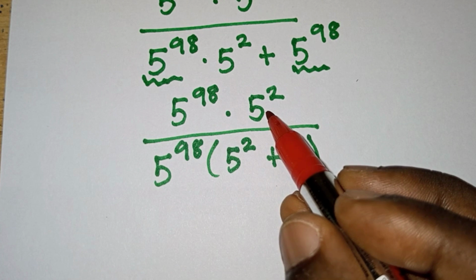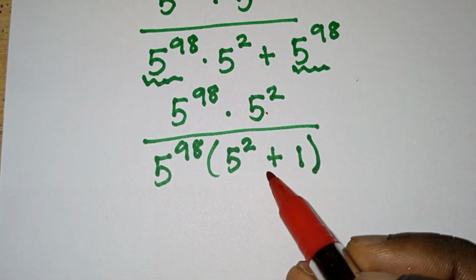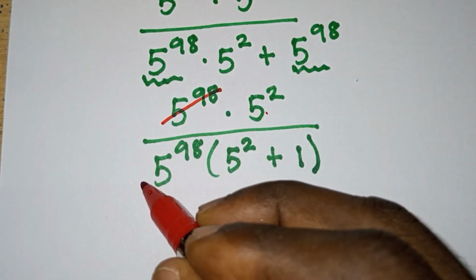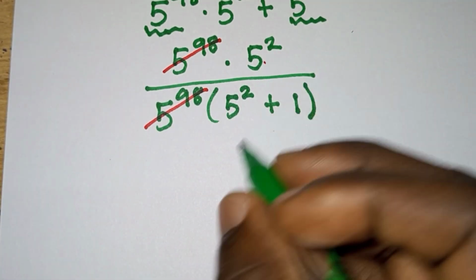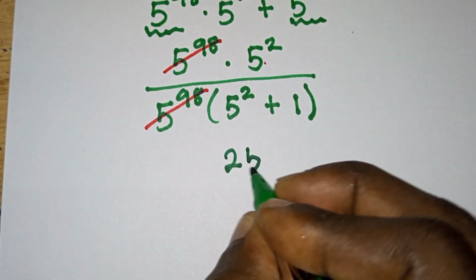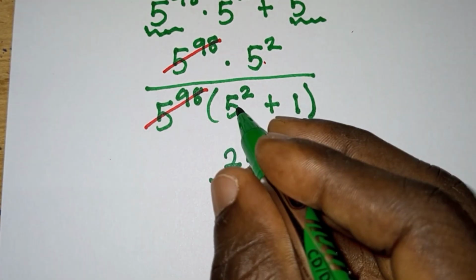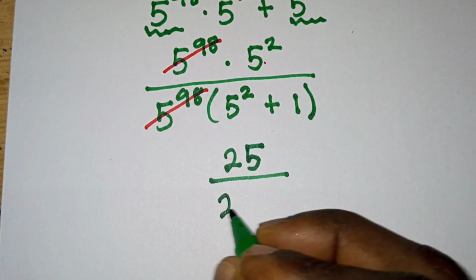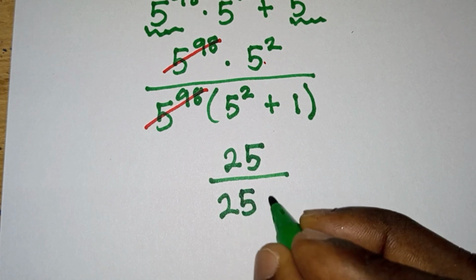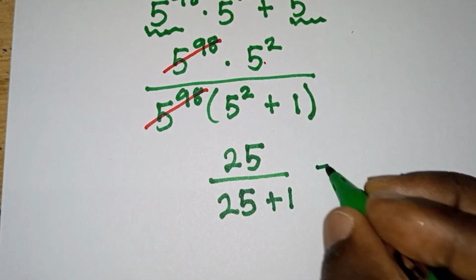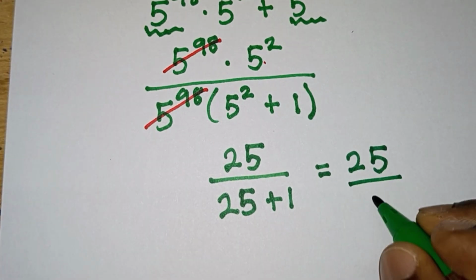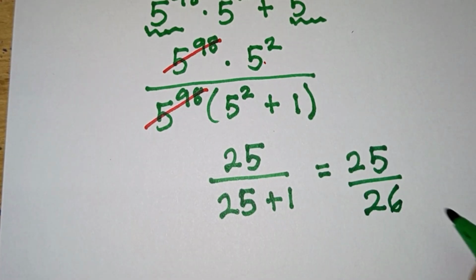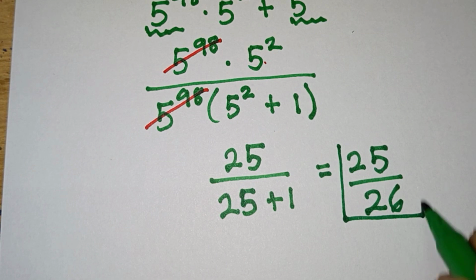Since this is multiplying this and this one is also multiplying the whole of this, it means that we can cancel this one, right? So we are left with 5 to the power 2, which is 25, divided by 5 to the power 2 again, which is 25, plus 1. And we see that this is equal to 25 divided by 26 as our final answer.